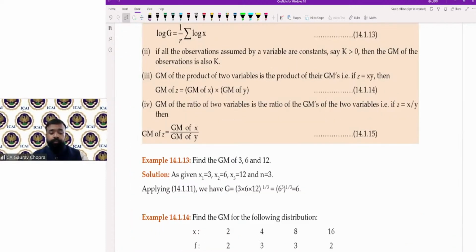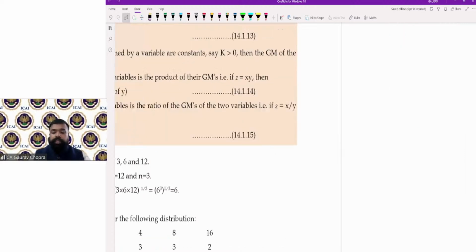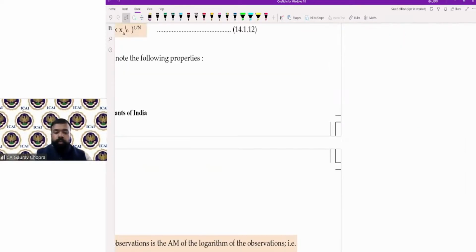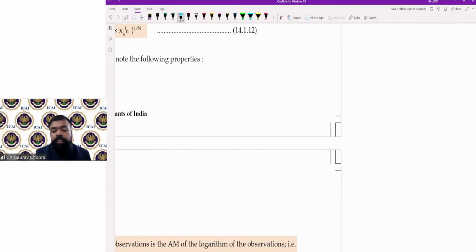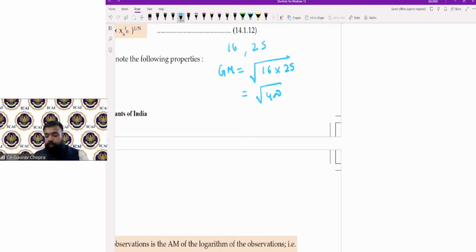Now the next one. Let's take one example. If the values given are 16 and 25 and you have to calculate the geometric mean. The first step is to multiply these two numbers and then find the square root. So root of 400 is how much? Root of 400 is 20. Therefore, the geometric mean will be equal to 20. So in this way you can get your result.